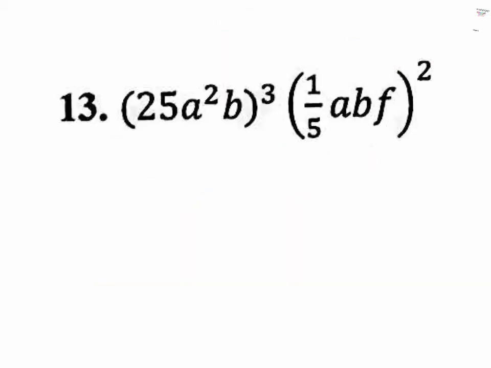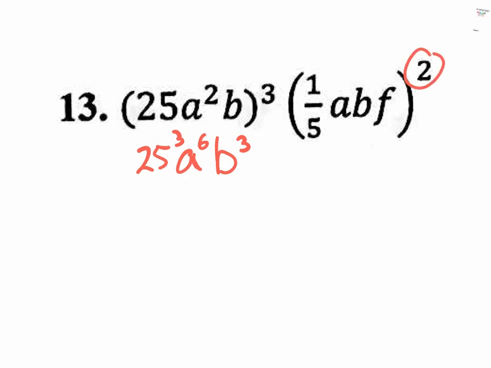13, oh man, that's ugly. All right, we'll do it with the calculator. So over here on this side, actually let's distribute the 3 to each and every term. So on the first parenthesis, I'm going to get 25 to the 3rd, and that's not 75. Unfortunately, it's going to be some ridiculously huge number. That's 25 times 25 times 25. Then we have a to the 6, and b to the 3. There you go.